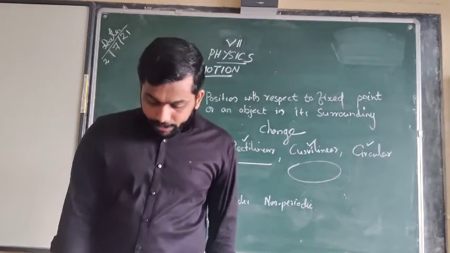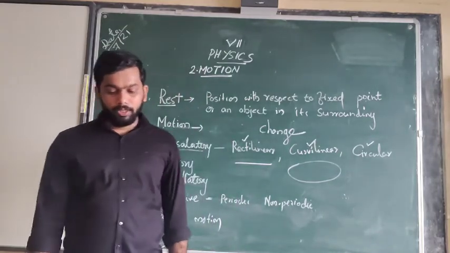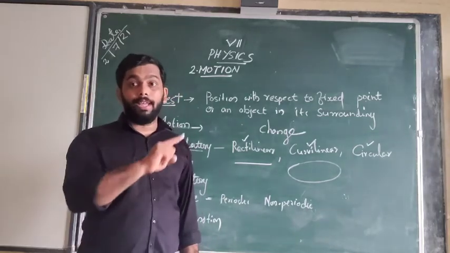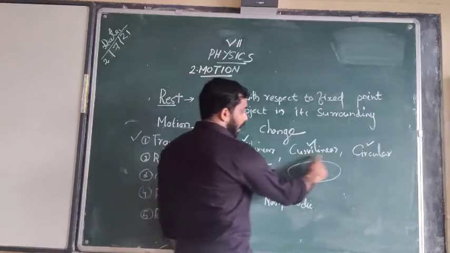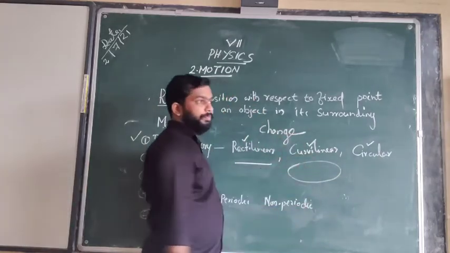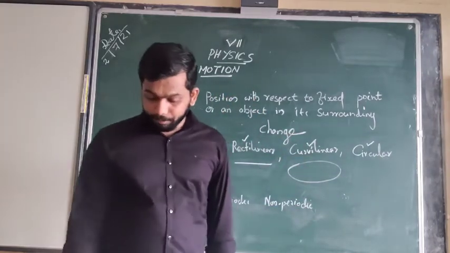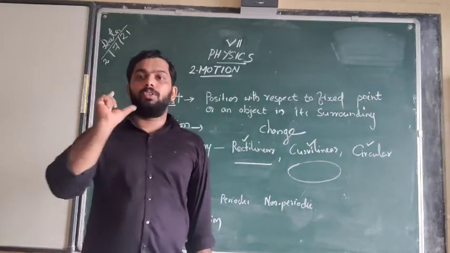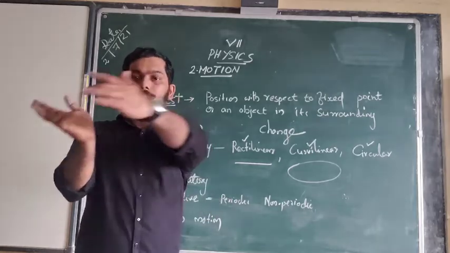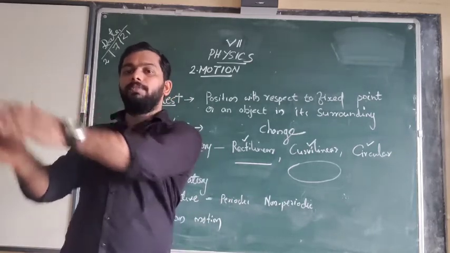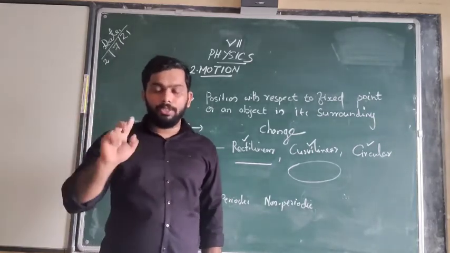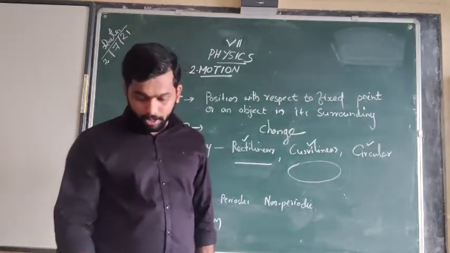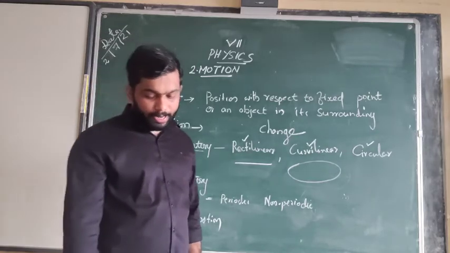Then, what are the examples? A cyclist racing on a curved track is an example. Earth revolving around the sun is a curvilinear path. What else? A car taking a turn, that means the road is not straight, there is a curve. So if the car is taking a turn, it is also curvilinear motion, and it will come under translatory motion.